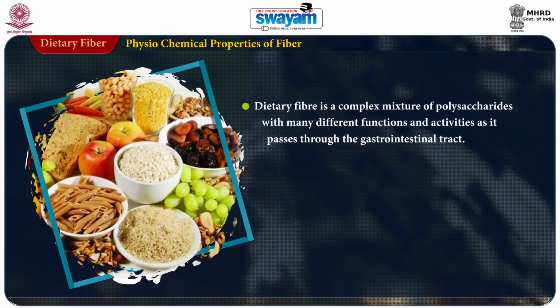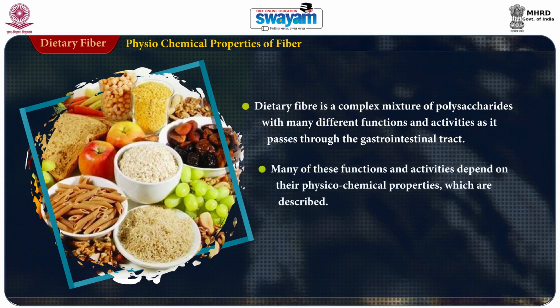Since we have seen the classification and the properties of all the soluble and insoluble fibers, let us now understand the physiochemical properties of dietary fiber in general. Dietary fiber is a complex mixture of polysaccharides with many different functions and activities. It passes through the gastrointestinal tract. Many of these functions and activities depend on their physiochemical properties, which are now described.